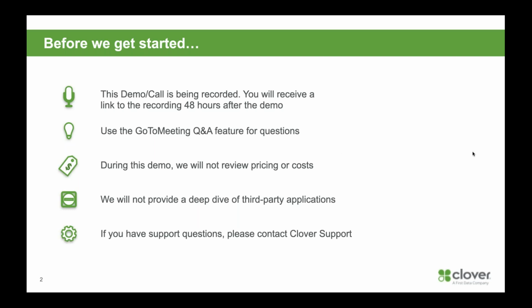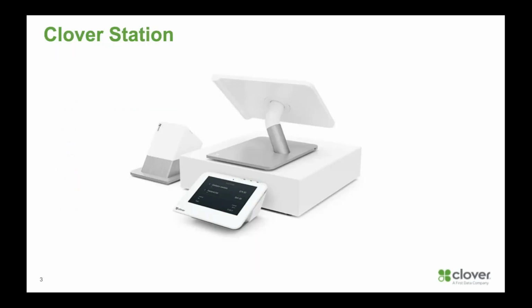All right. So let's jump into today's webinar. Some of the hardware we're going to focus on today is the Clover Station. This view that you're seeing here is the Clover Station with a Clover Mini attached in the front. In this scenario, the Clover Mini is more of a customer-facing device. In the background, you have your Clover Station, the cash drawer, and the receipt printer over here.